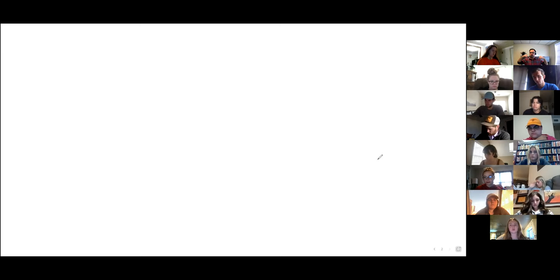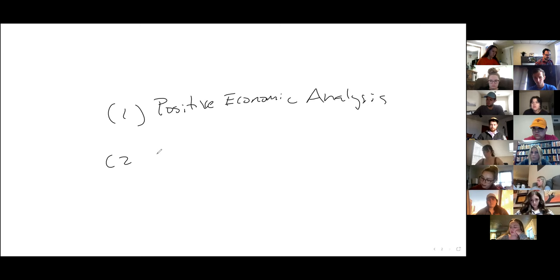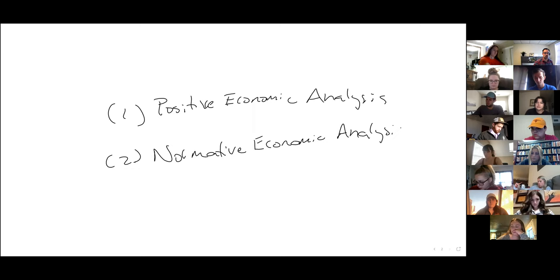what happens? And so there are two parts of that where we're going to draw on economic theory. Our economic tools are helping us in two ways. First is called positive economic analysis, and the next is normative economic analysis, positive analysis and normative analysis.